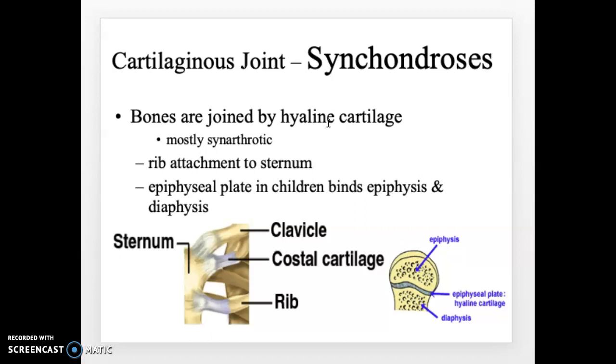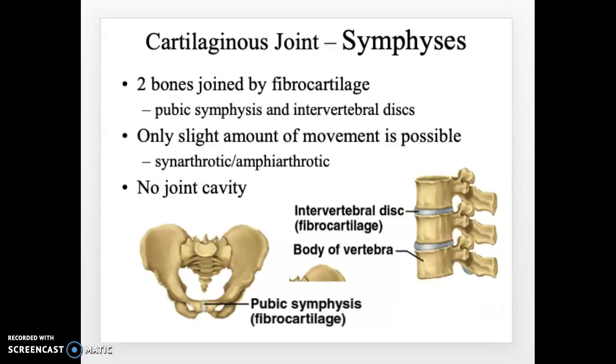So cartilaginous joints, synchondroses, these are joined with hyaline cartilage. So for example, this is your sternum, these are your ribs and your clavicle. All of these joints are synchondroses. And then, like we talked about just a few videos ago, this is the epiphysis and the diaphysis. The joint holding the two together is a synchondrosis.